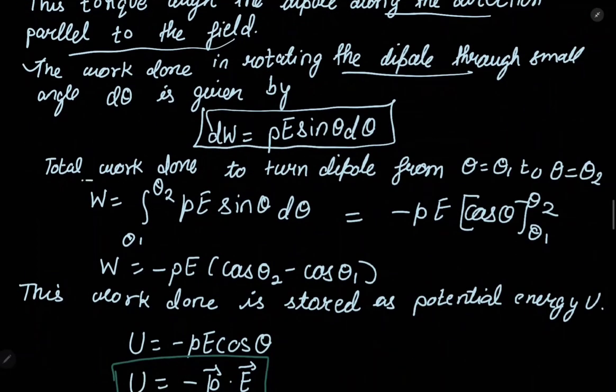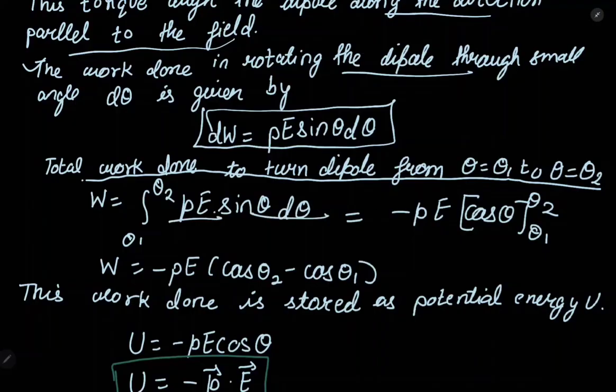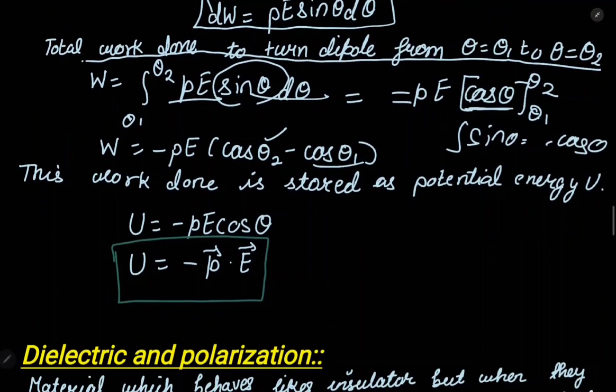We have to find the total work done in rotating this dipole from theta 1 to theta 2. So we will integrate from theta 1 to theta 2 pE sin theta d theta. pE is common, we will take it outside. The integration of sin theta is equal to minus cos theta, so this becomes minus cos theta, and we will take the minus sign outside. We have to integrate from theta 1 to theta 2. We will put the upper limit cos theta, and then we will subtract the lower limit cos theta.